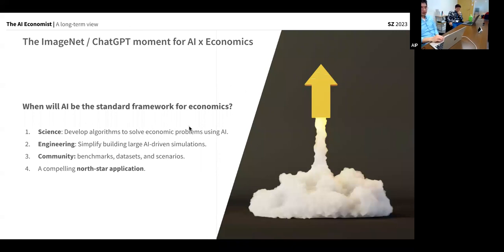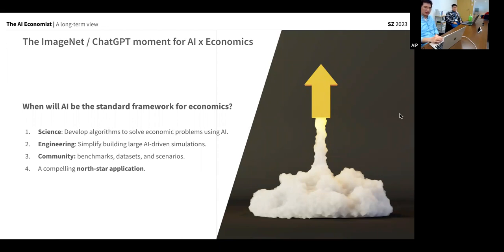So very high level, the question is, when will AI be the standard framework for economics? You need to do more science. There are definitely a lot of algorithms that we need to develop further to solve economic problems with AI. But we also have to do a lot of engineering: build software frameworks to build big simulations, to run them on GPUs, to run them in distributed computing environments. We need a community where people build benchmarks, where they build data sets and look at different economic scenarios, and also perhaps a compelling application that a lot of people care about.